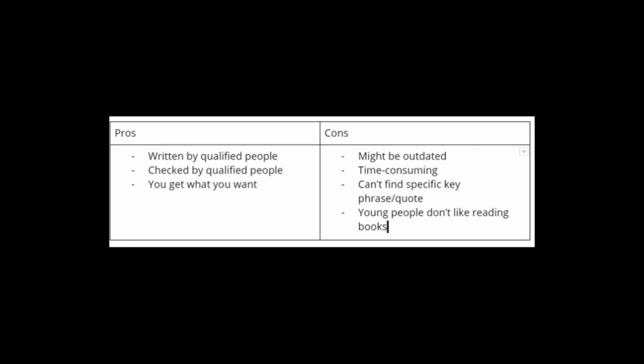They are also checked by an editor to make sure everything they say is accurate. Books can also be a bit time-consuming, and they might be a bit outdated depending on what book you read. You can't go up to the book and press Ctrl F to find a specific key phrase or quote. Also, young people are growing more repellent toward books.